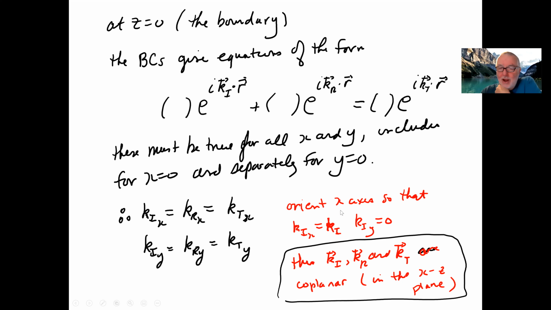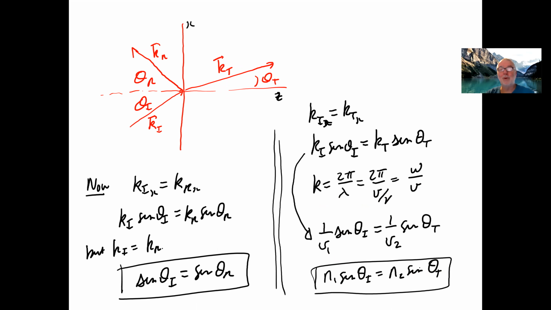And so once we have this, we can orient the x-axis so that kix equals ki and kiy is equal to 0. And then what we have is all the ky's are equal to 0, right? And that means that k incident, k reflected, and k transmitted are coplanar. They're all in the xz plane. And we're getting that just from thinking about how this relationship can be true, given that x and y vary in these exponents, right? Which I think is a pretty amazing conclusion, but not as amazing as what we're going to get.